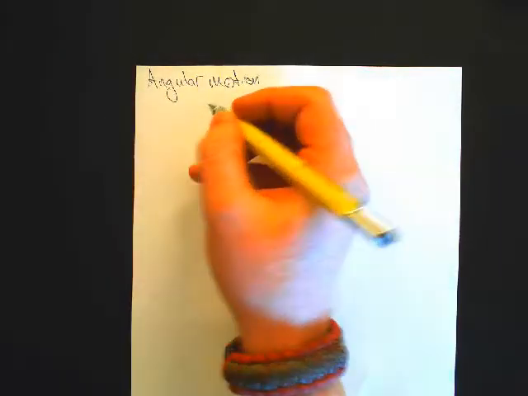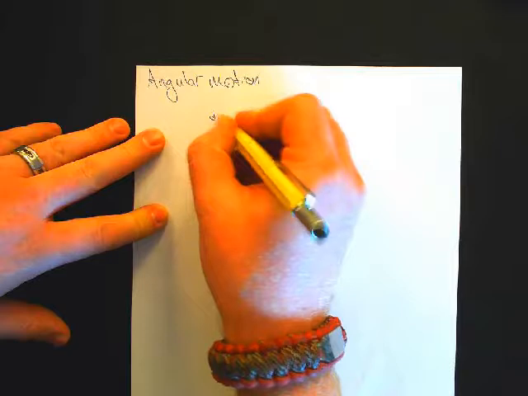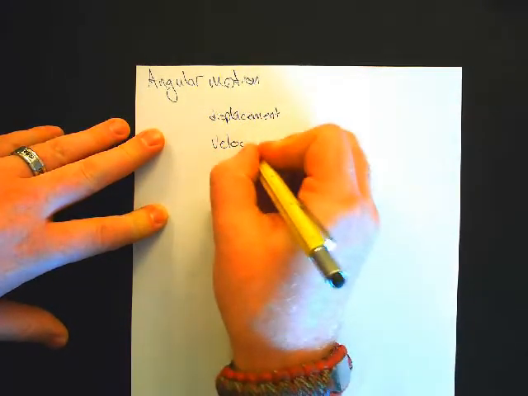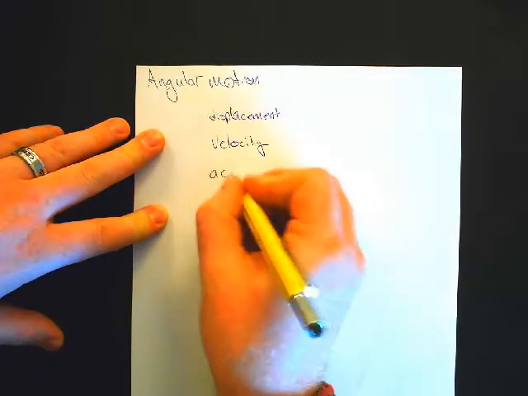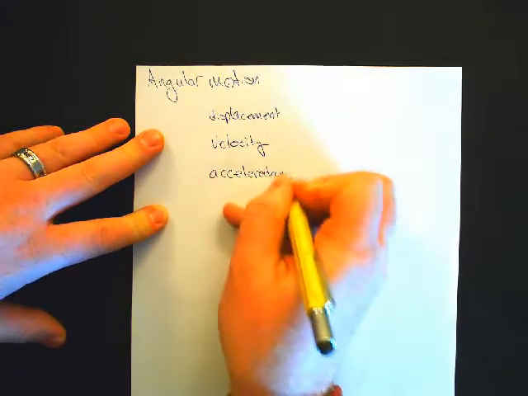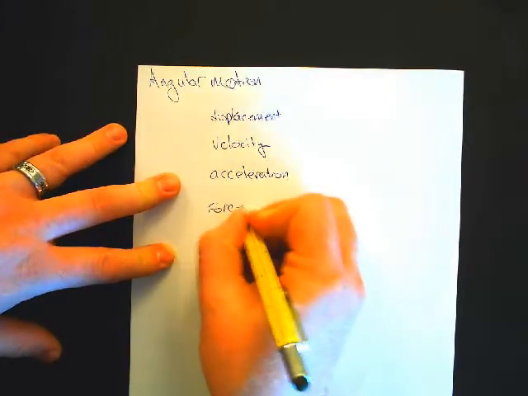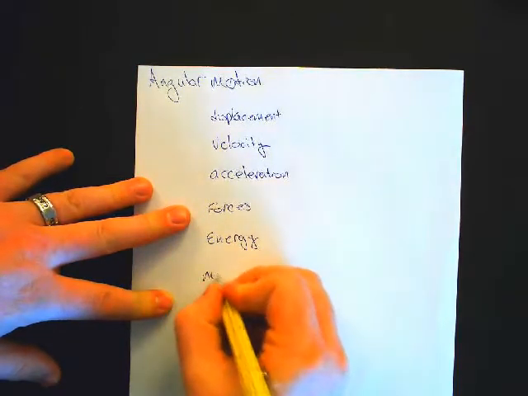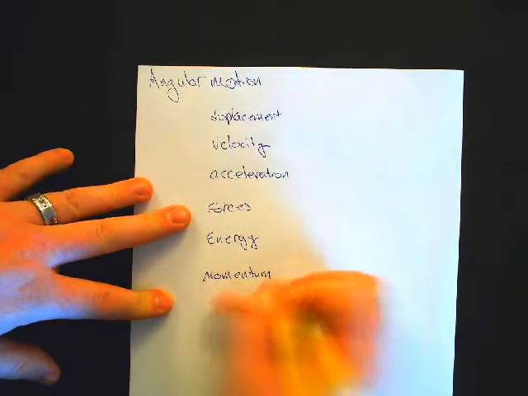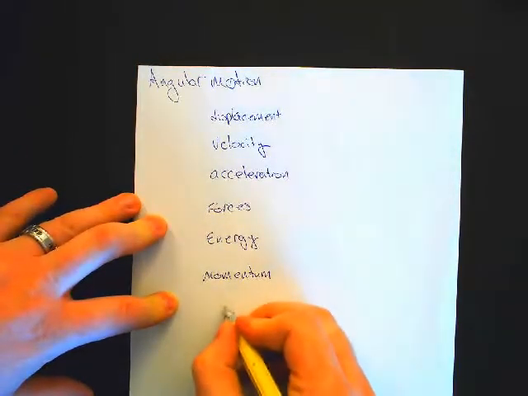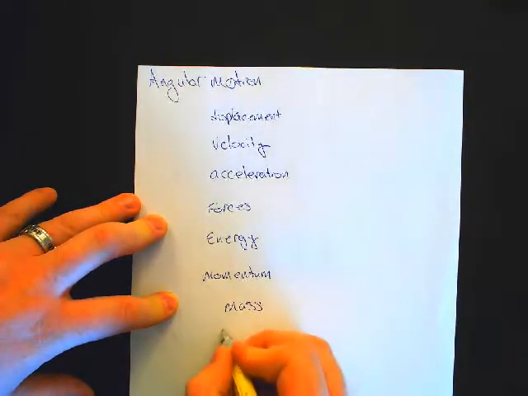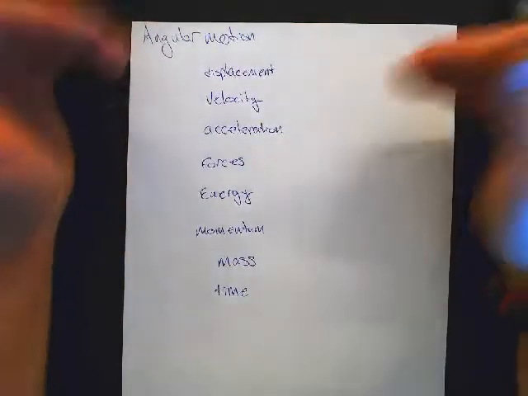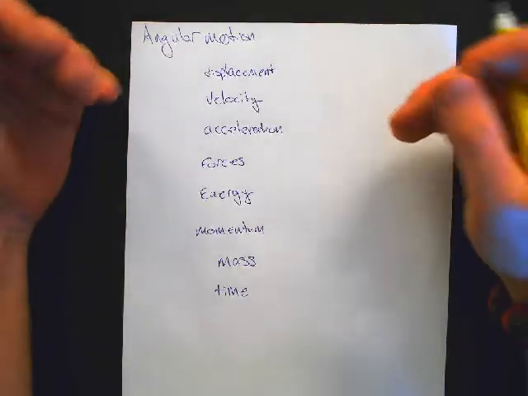So starting from the beginning of the year, we talked about displacement. We talked about velocity. We've talked about acceleration. We've talked about forces. We've talked about energy. We've talked about momentum. I'm also going to tag in here mass and time. So what we're going to do is take a look at each one of these and how it relates to its rotational analog.